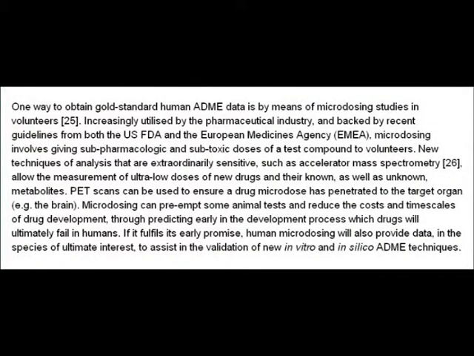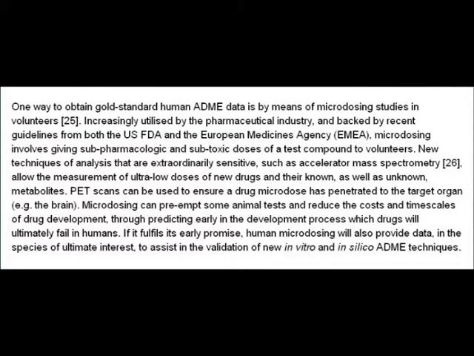Continuing the theme of recognising alternatives to animal-based methods, this slide says, one way to obtain gold standard human ADMER data is by means of microdosing studies in human volunteers. Increasingly utilised by the pharmaceutical industry and backed by recent guidelines from both the US FDA and European Medicines Agency, microdosing involves giving sub-pharmacologic and sub-toxic doses of a test compound to volunteers.